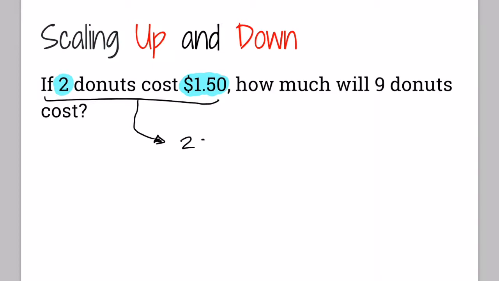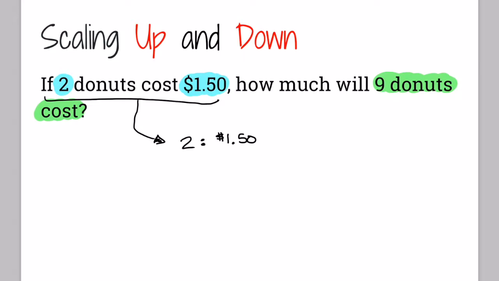I know that 2 donuts cost $1.50. But the question wants to know how much 9 donuts will cost. So now they're wanting to know how much 9 donuts will cost. Well, in this particular scenario, I'm going to need to scale down, and then I'm going to turn around and scale back up.